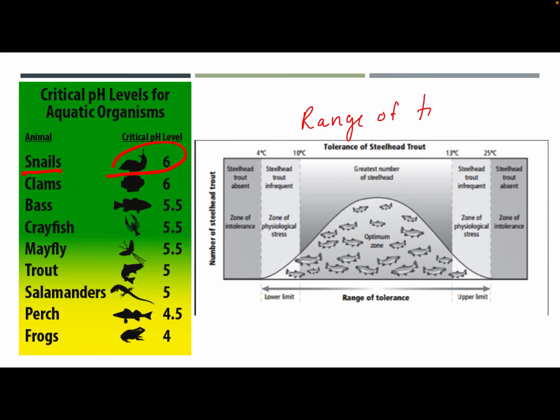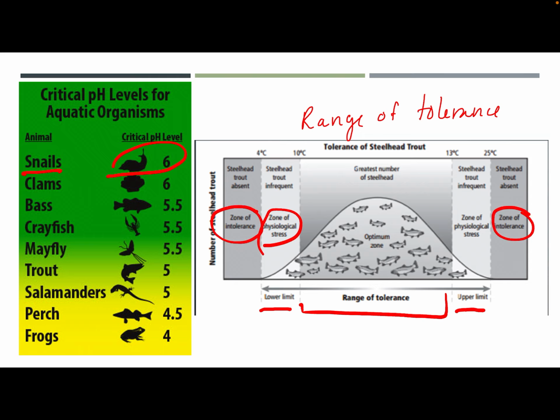So the range of tolerance can explain any abiotic factor like pH or temperature, or dissolved oxygen, or any nutrient in the water. So if we imagine that this is pH, this range of tolerance is the area that our organism is thriving and surviving. When we get outside of that, or too high, we get the physiological stress where we get fewer organisms, they reproduce less frequently because they're under stress, and then we get to our zone of intolerance where we have no organisms because it is, in this case, too acidic for them to survive.